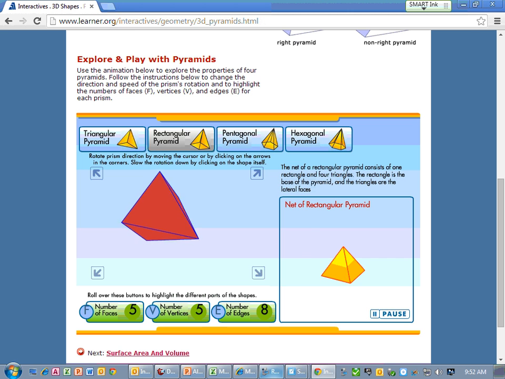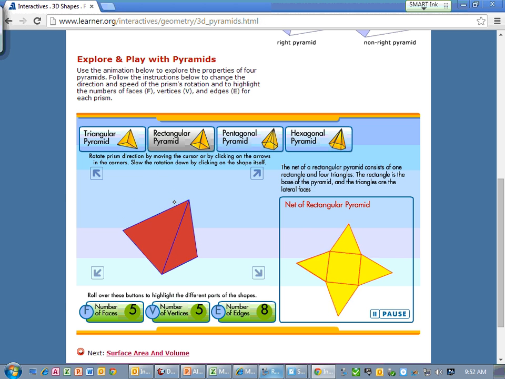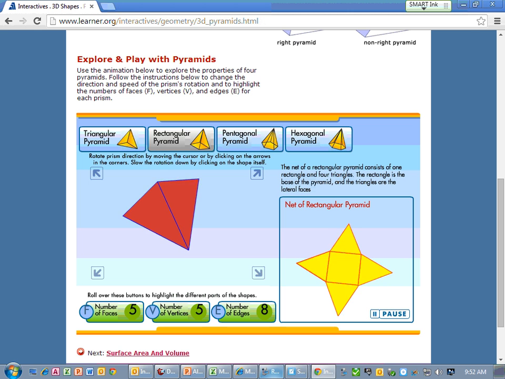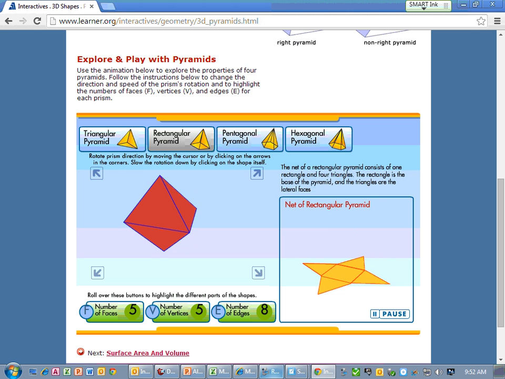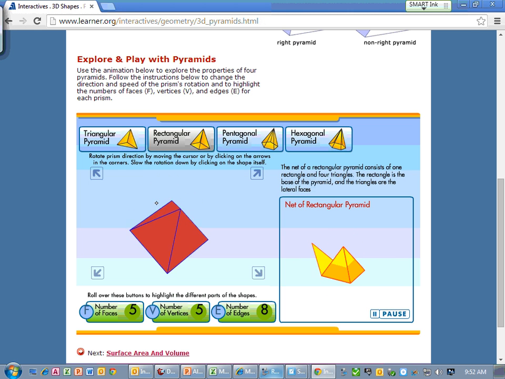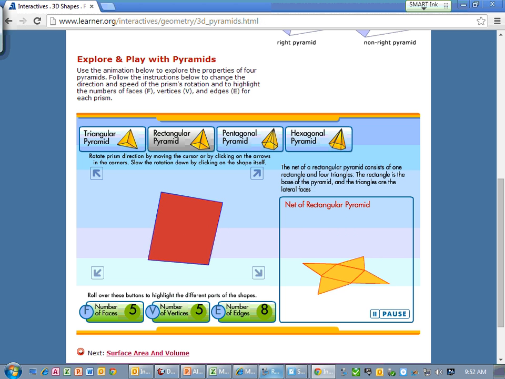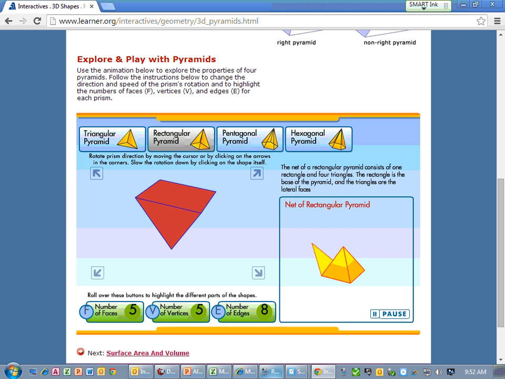All right, so pyramids. Now look at the sides of the pyramids. What shape do you notice they are? Triangle. Okay. So we've got triangles as the sides. Notice they're related to prisms, right? I mean, it looks like a prism with parts missing.